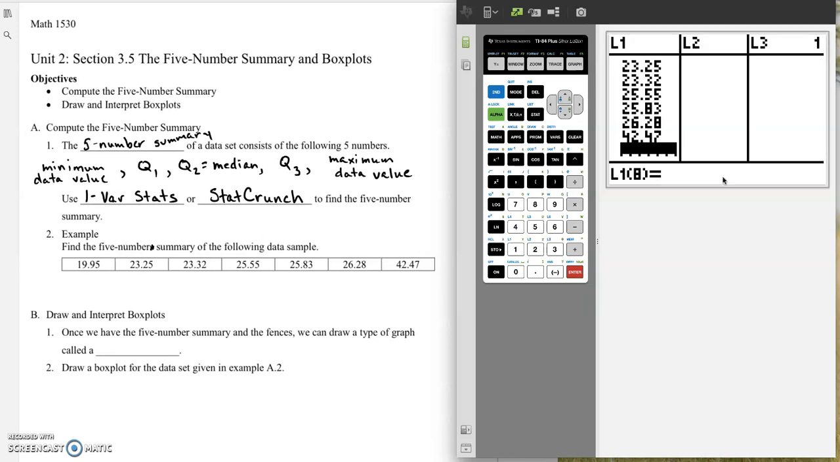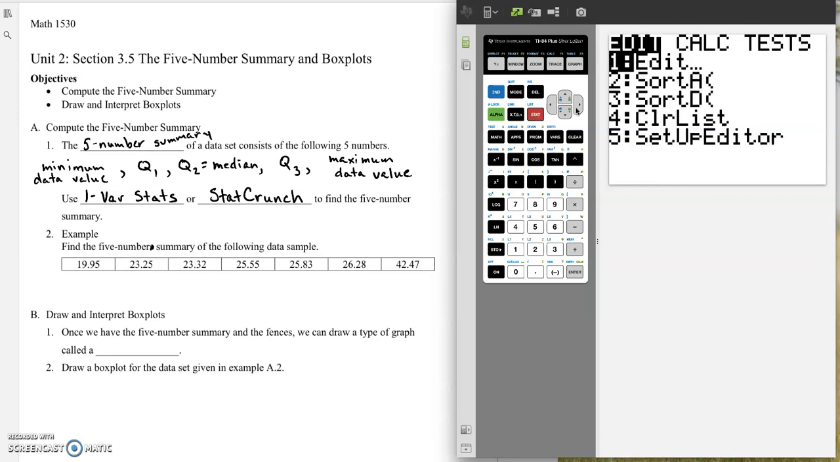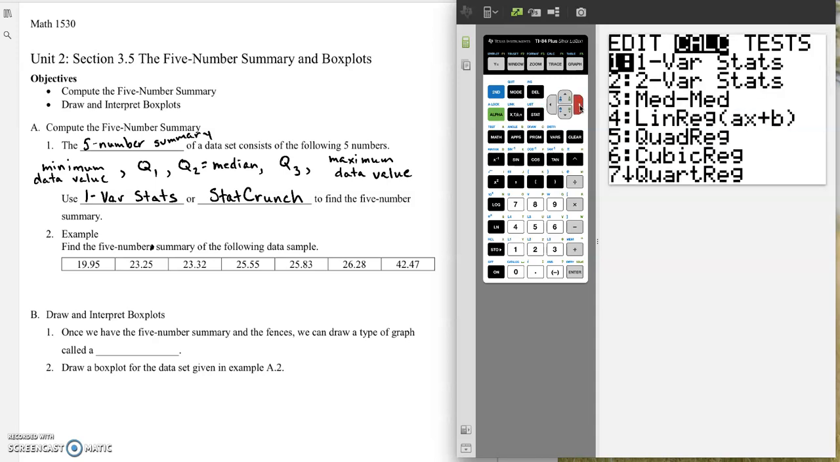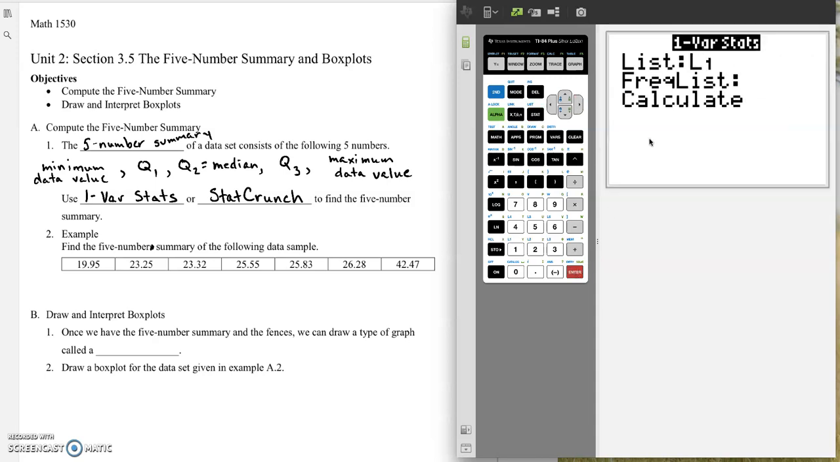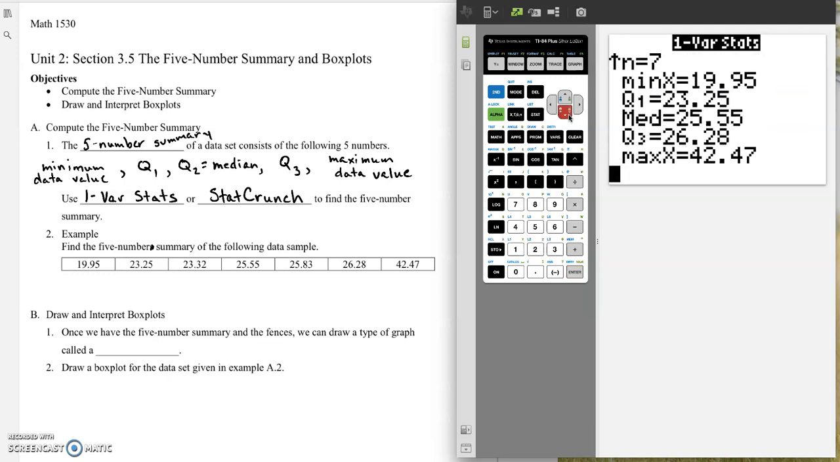Okay, now that we have our list in there, we quit by doing second mode. And then remember, we want stat, and we want to arrow right to the calc menu, and we want the one var stats. So I put everything in list 1 again. Frequency list should be blank, and I'm going to go to calculate. So if we scroll all the way down, the last 5 numbers here, starting with min x and going all the way to max x, that's our 5-number summary.